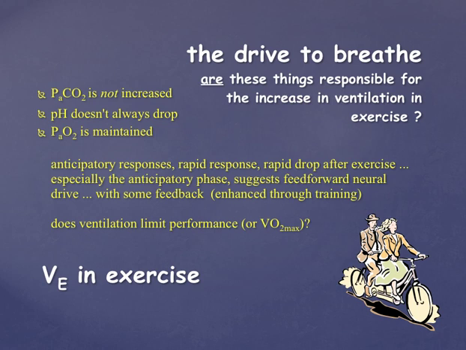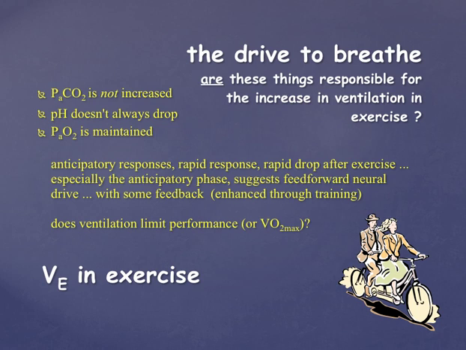Okay, step back. We had anticipatory responses. That's not feedback. And these PaCO2, pH, PO2 all operate by feedback. But we have an anticipatory response. We have a rapid response. You are breathing faster before anything can go wrong that would be detected, and then through feedback to the brain would cause you to breathe more.